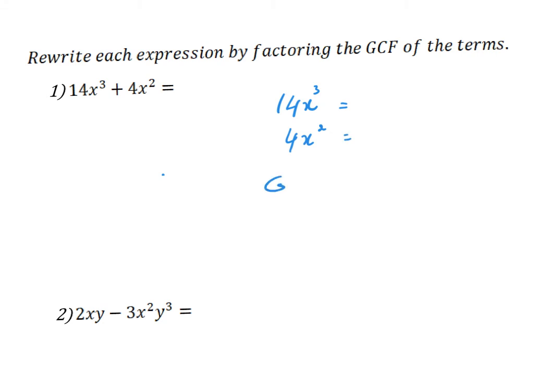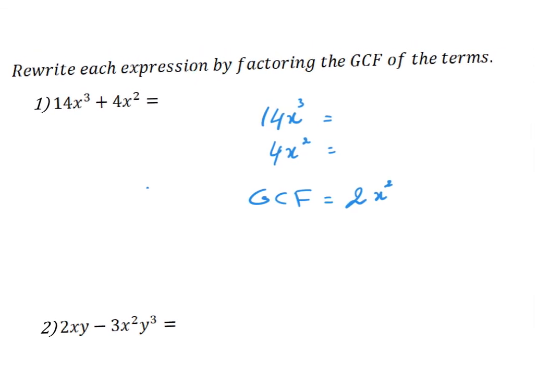Well, clearly, for the GCF, between 14 and 4, the greatest common factor will be 2 because 2 divides both numbers, 14 and 4. So 2 will be the greatest common factor right here. And between x squared and x to the third, we know x squared is the greatest common factor that is shared between the two terms, all right?